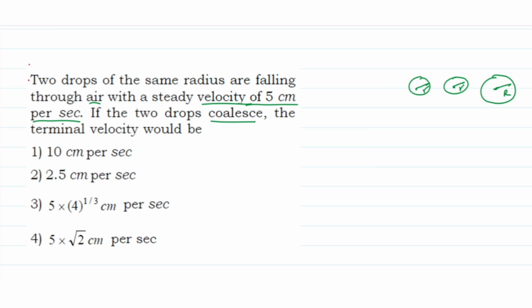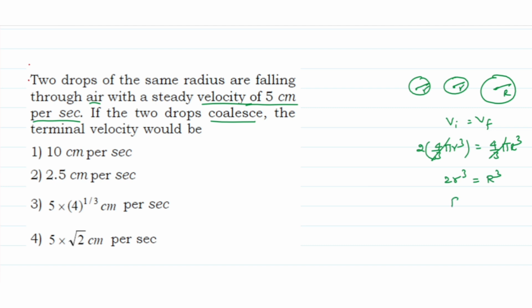Here there is a relationship between these drops. The volume remains the same after combining, so the initial volume equals the final volume. The initial volume of the 2 drops is 4/3 pi r cube each, and finally you get 4/3 pi capital R cube. 4/3 pi gets cancelled, so 2r cube equals capital R cube.